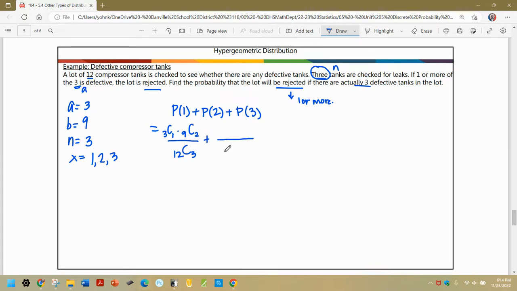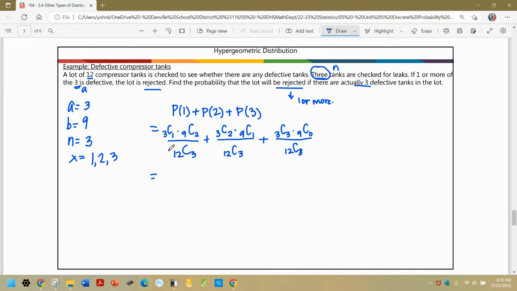Plus, for the probability of 2 defective, I'm still taking 12 and choosing 3. This time, out of the 3 defective, I want to choose 2. And out of the 9 non-defective, I want to choose 1. Plus, and now the probability of exactly 3, I still have 12, choose 3. Now, out of my 3 defectives, I'm choosing 3. And out of my 9 non-defectives, I'm choosing 0.